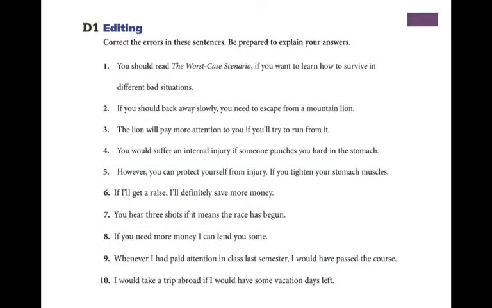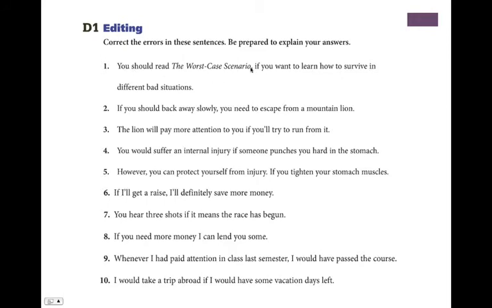In D1, editing, you need to correct errors in these sentences. So, for example, you should read the worst-case scenario, comma, if you want to learn how to survive in different bad situations. Here, we need to correct the punctuation of the comma. Here, there's an error in punctuation. The comma is inappropriate. We need to delete it because we already have a result clause.